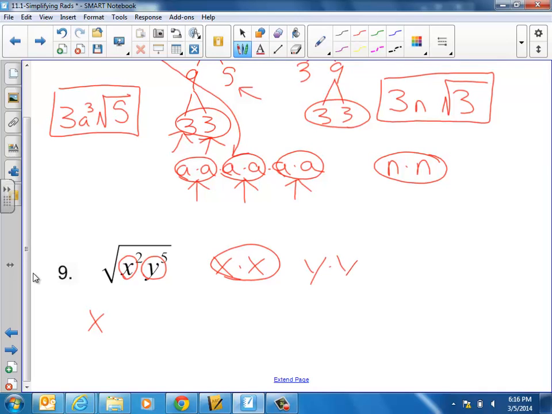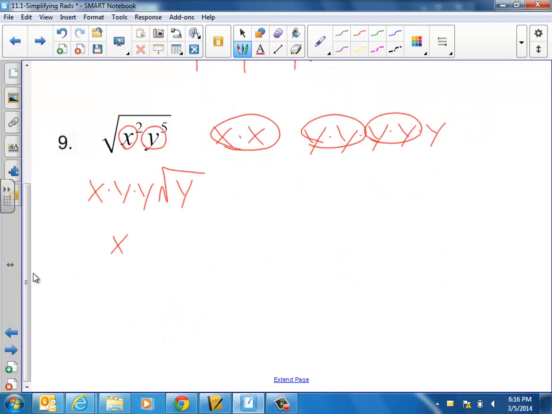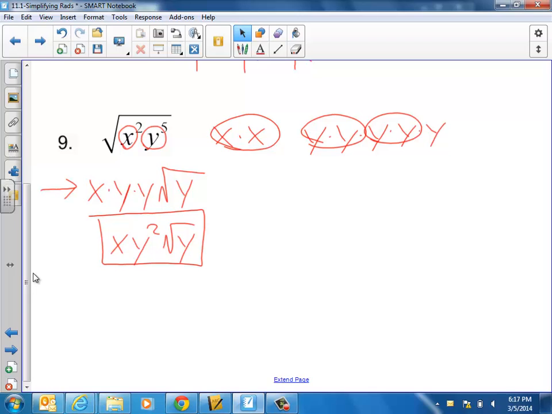Y to the 5th means y times y times y times y times y. You've got 2 pairs of y's that can break out of this jail. So you can either write that as y times y outside of the jail or y to the 2nd. 1 lonely inmate, y, is left underneath. So you have a final answer of x y squared radical y. Make sure that you do not leave your answer like this. If you've got the same variable being multiplied outside this radical, you need to simplify. So you just write that one variable a single time, in this case y a single time, then write an exponent corresponding to the number of times you multiplied that y together.